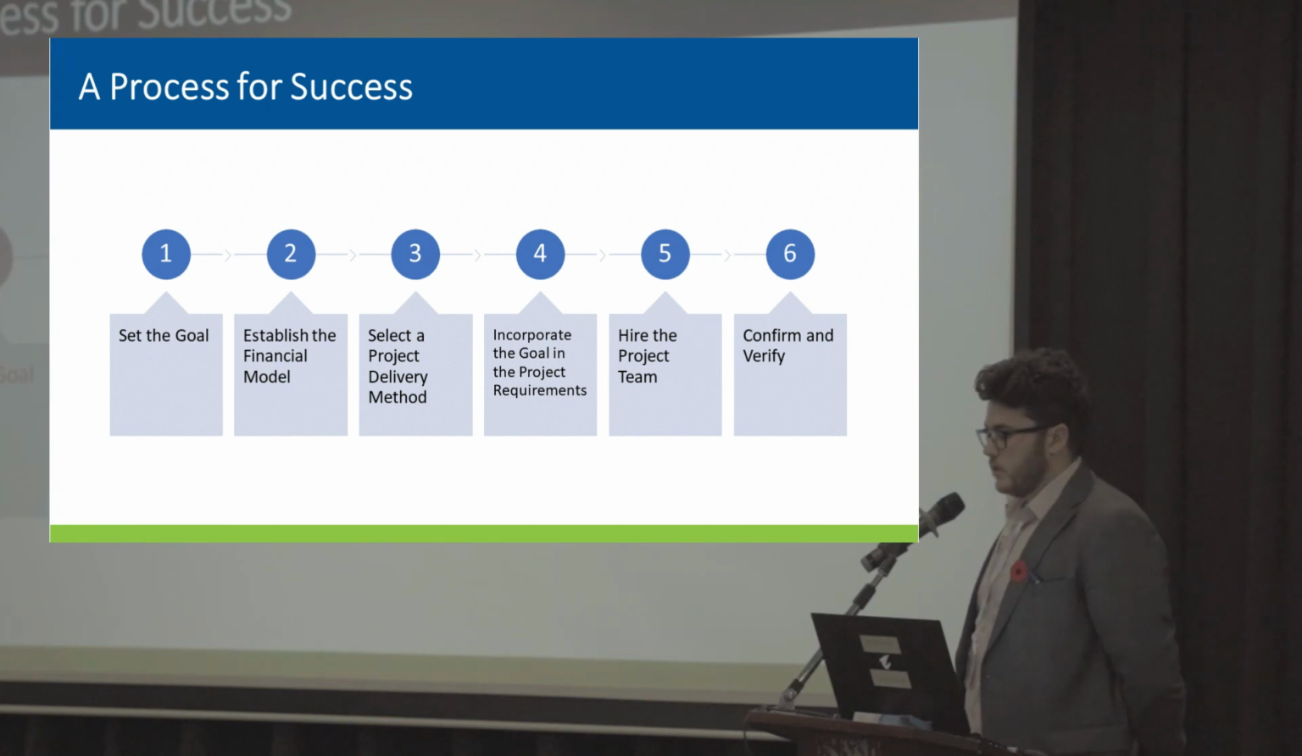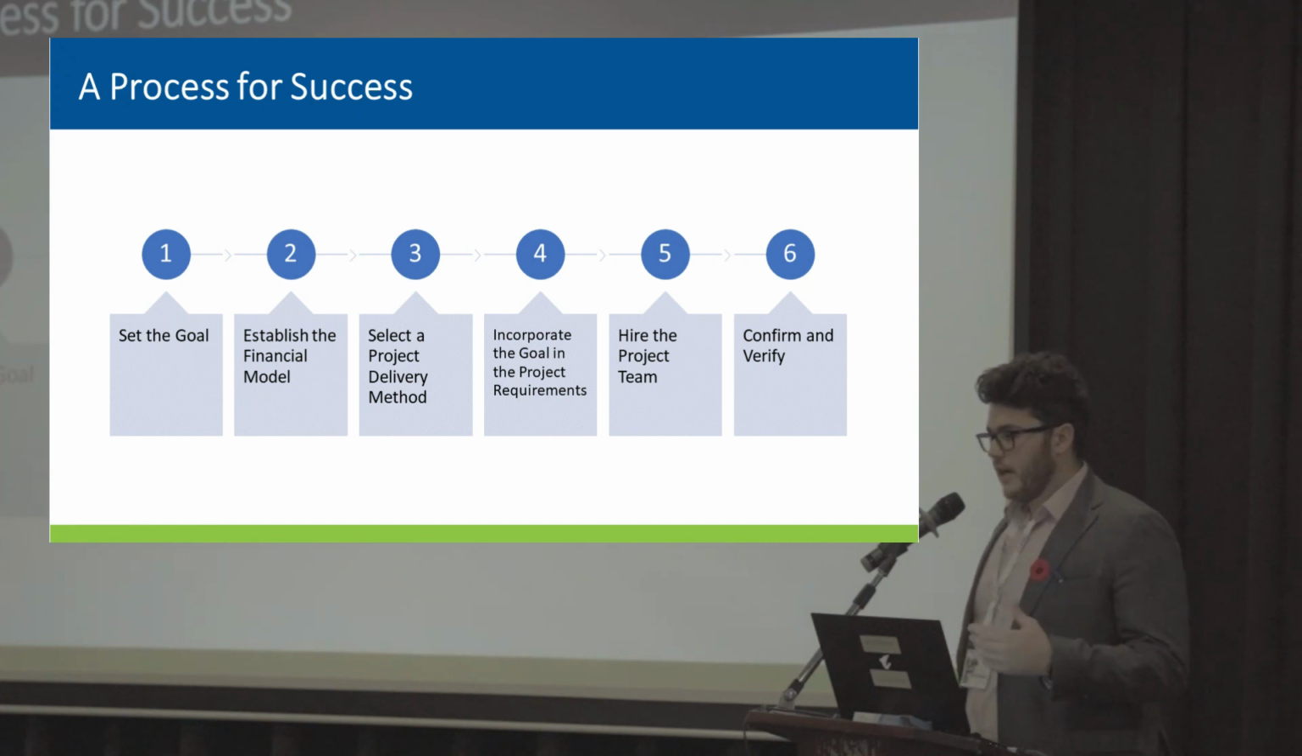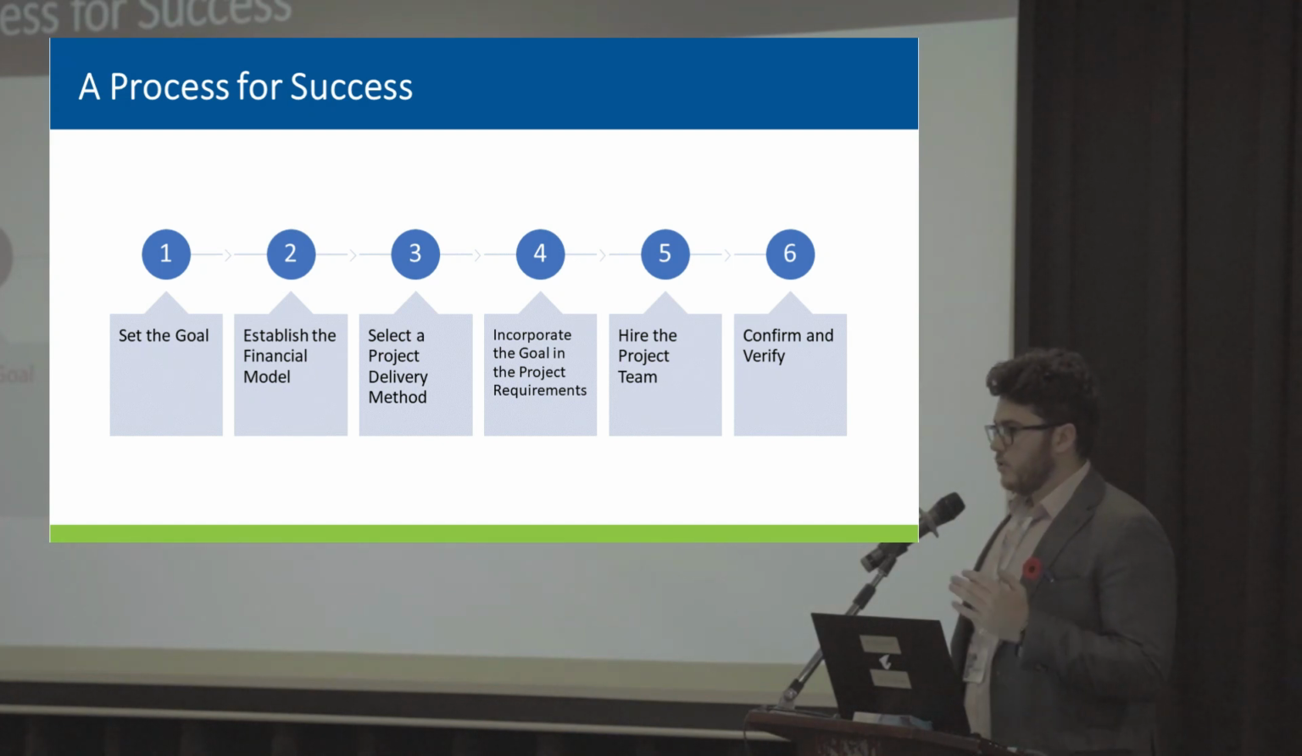So in the process for success, it defines 6 steps you want to take. Your first is setting the goal, and then you want to establish a financial model. Your third is you select a project delivery method. So the traditional is the design, bid, build method. You then want to incorporate the goal in the project requirements, and then you want to hire the team. Usually the hiring of the team does happen around the time that you set the goal, so you can do it in this order, or the traditional order might be you have the team and then you design the financial model. And then you also want to confirm and verify after the building is built. You know, you do your tests, you do your pressurized testing to make sure that the building is meeting that zero energy standard.